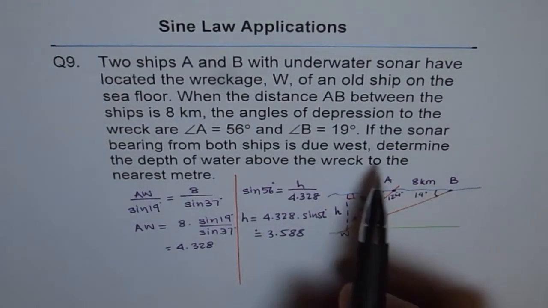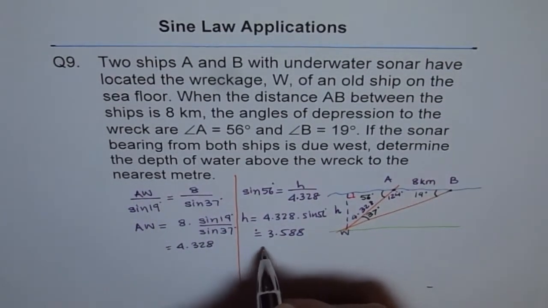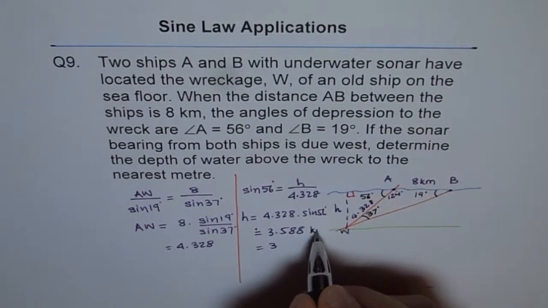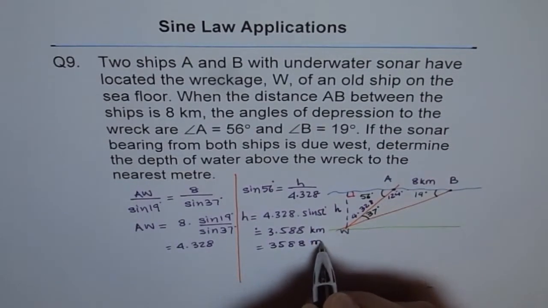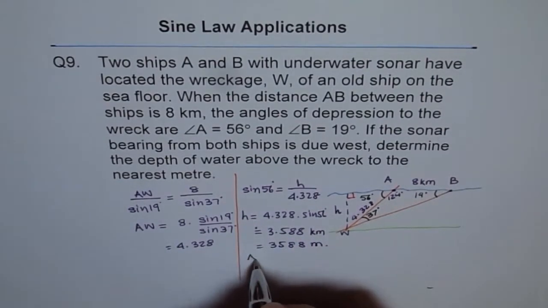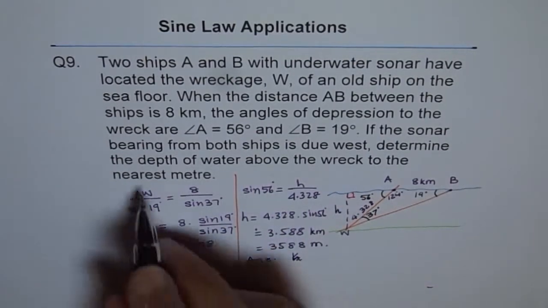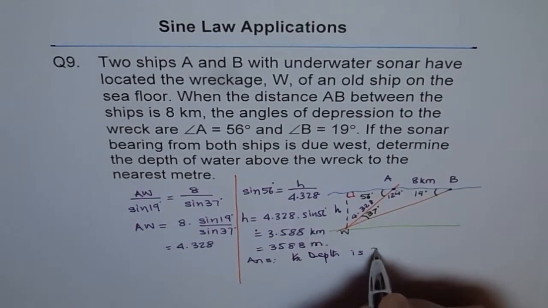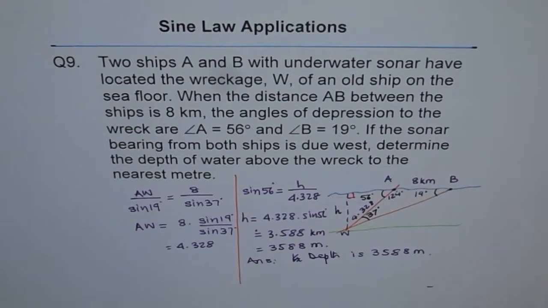So determine to the nearest meter, right? So we multiply by 1000, since that is in kilometers. In meters, 3588 meters. So that is our answer. Our answer is, the height, or rather depth in this case, is 3588 meters of the wreck, correct? So that's how we are going to solve this question. Thank you.